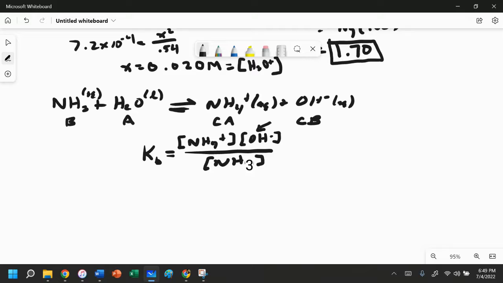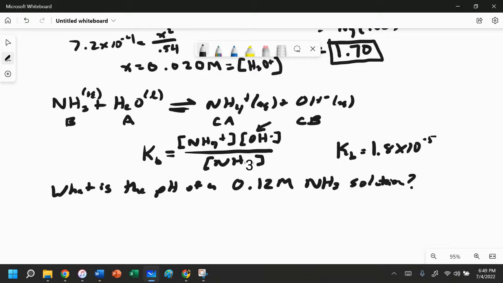So let's try this one. By the way, the Kb value for ammonia is 1.8 times 10 to the negative 5. So that's our Kb value for ammonia. All right, so that's the problem we're going to solve. So again, how are we going to solve for pH? Well, we first have to solve for the hydroxide concentration. And then once we know the hydroxide concentration, we can solve for the pOH. And then from the pOH, we can solve for the pH. So very similar to the last problem.